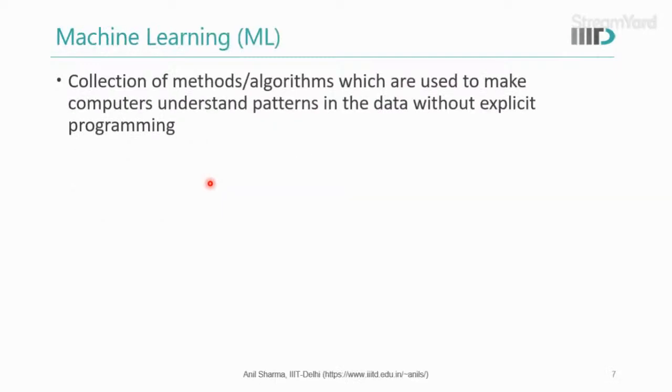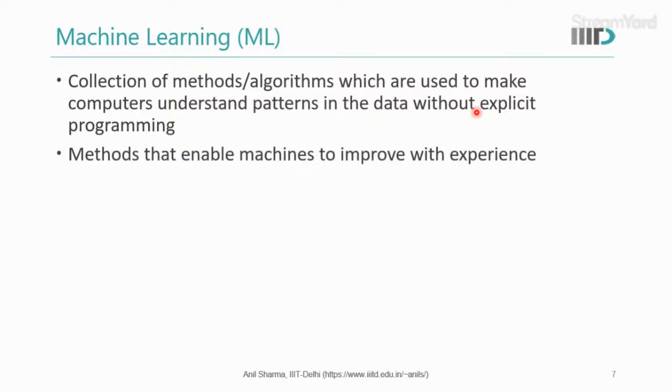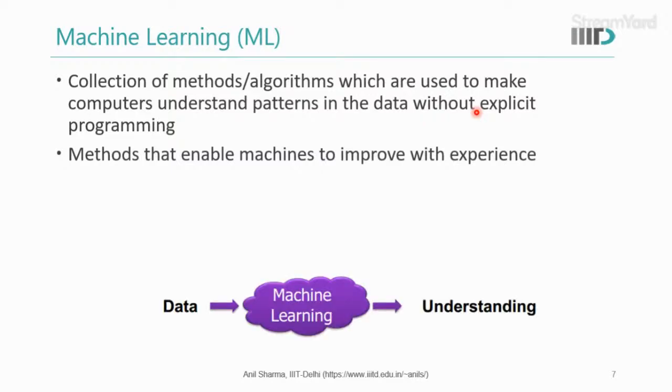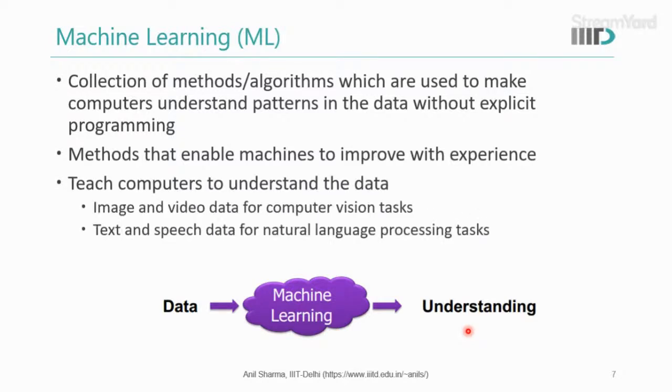Machine learning is basically a collection of methods or algorithms which are used to make computers understand patterns in the data without explicit programming. For example, these methods enable machines to improve with experience. If we see machine learning as a black box, we are feeding in the data, and we are getting an understanding of the data. That means we are teaching computers to understand the data. For example, in computer vision tasks, we are teaching computers to understand image and video data. In natural language processing tasks, we are teaching the computer to understand text and speech data.